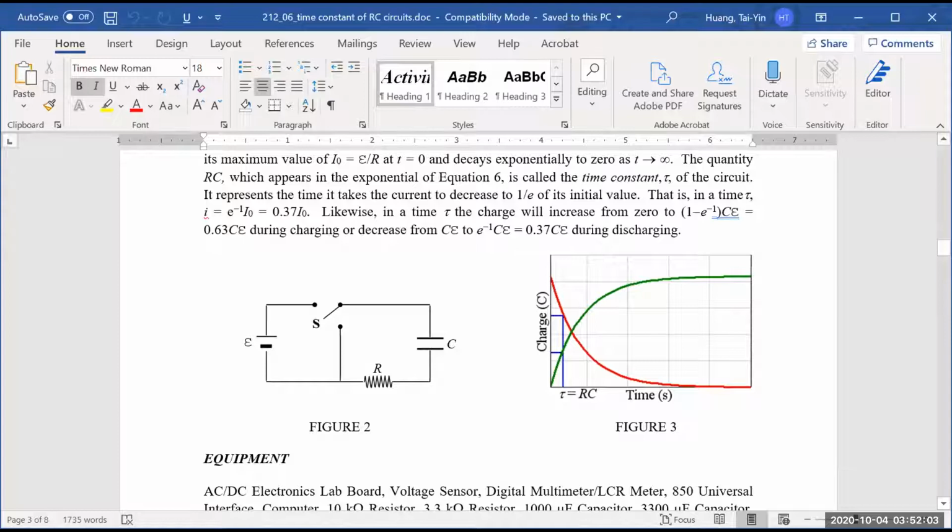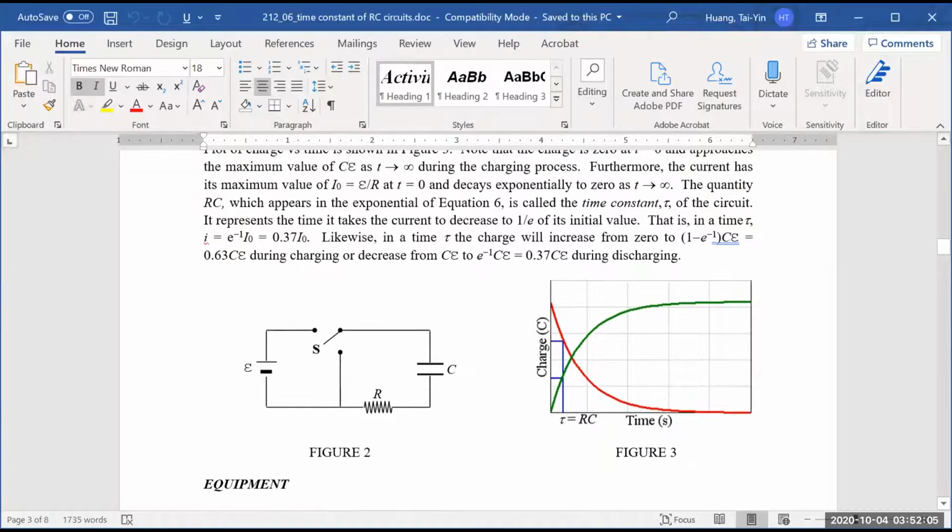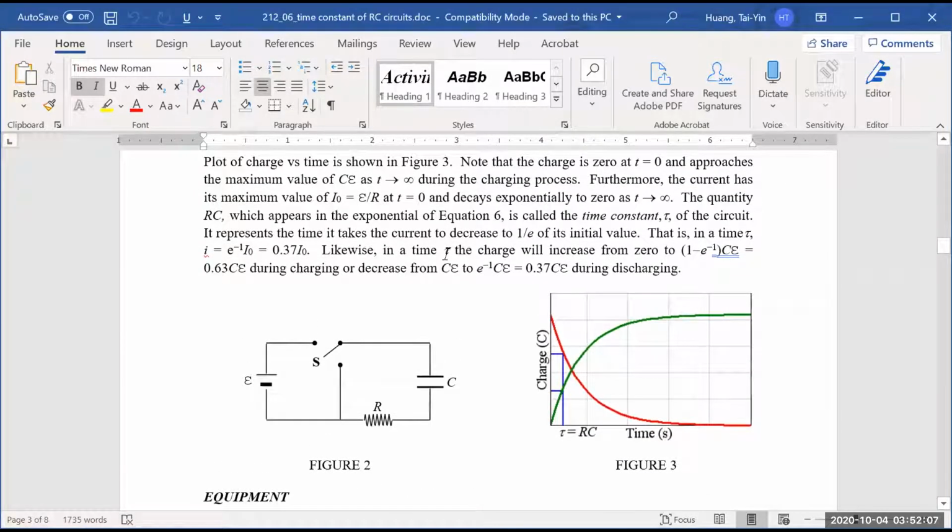So the definition of time constant is how much time is required for the charge to build up to 63%. For example, the quantity RC which appears in the exponential equation is called the time constant. We use this Greek letter tau to indicate the time constant. It has the same unit as time, so it is in seconds.